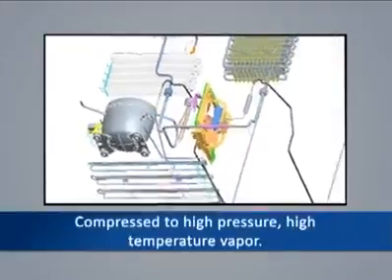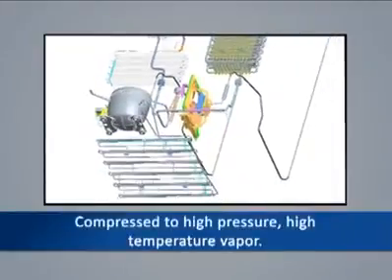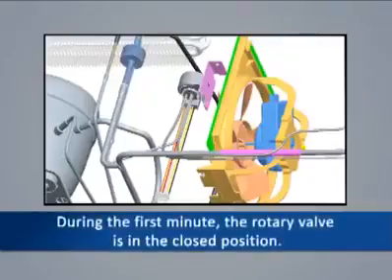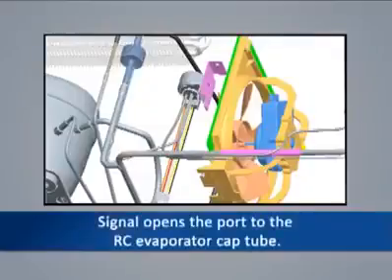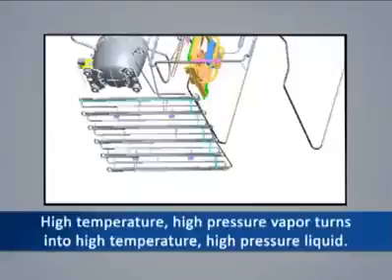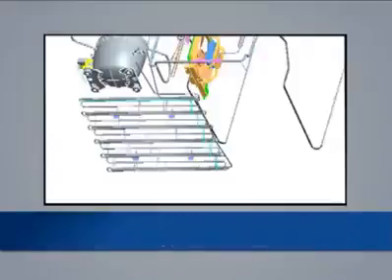The vapor is compressed to a high pressure, high temperature vapor and exits the compressor through the discharge line to the condenser. During the first minute of compressor operation, the rotary valve is in the closed position. One minute later, the control board sends a signal to the rotary valve, which opens the port to the RC evaporator cap tube. The high temperature, high pressure vapor flowing through the condenser begins to give off heat and changes state to a high temperature, high pressure liquid.